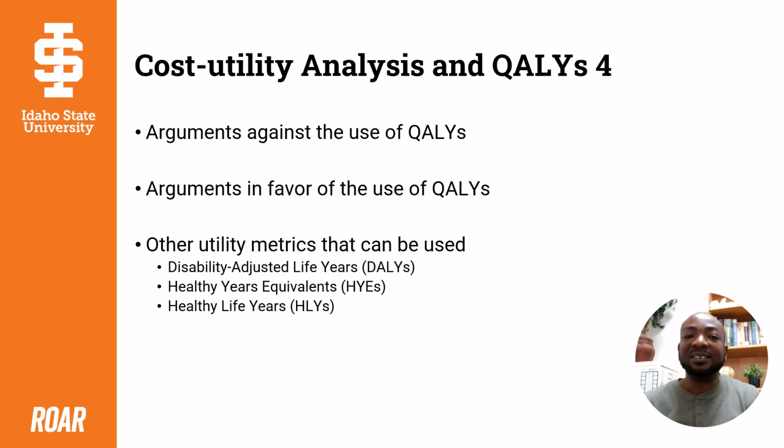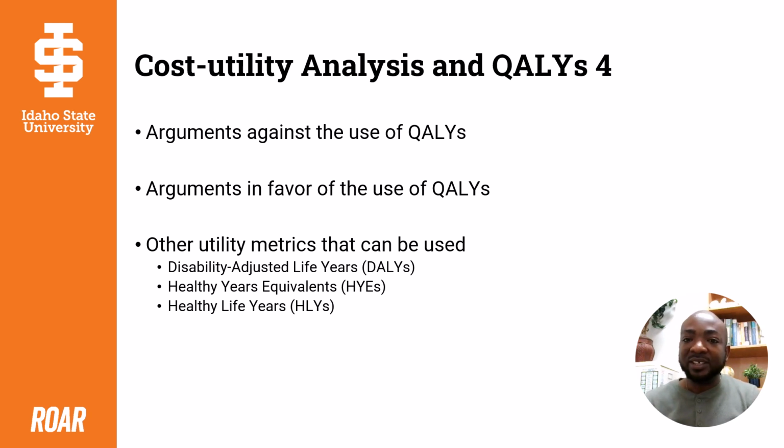Opponents of QALYs argue that a QALY is not a QALY. The theory underpinning the calculations of QALYs assumes that a QALY is a QALY. For example, a life year gained is valued the same for a 4-year-old as it is for an 80-year-old, and 20 life years saved for one person is the same as 1 life year saved for 20 people.